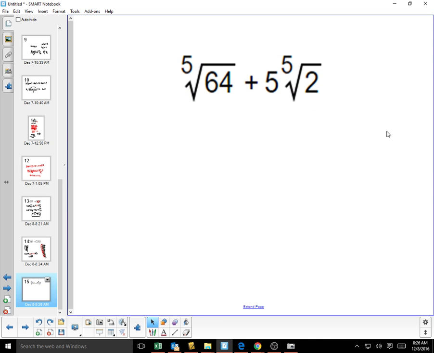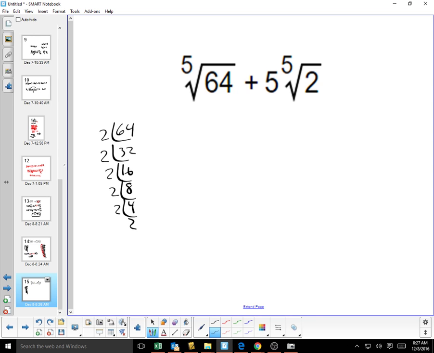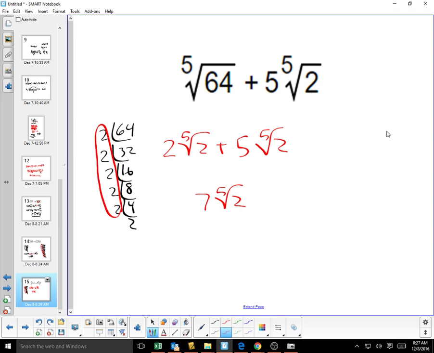So same idea. The 64 is the one you're going to want to break down. Divide by 2, you're going to get 32. Divide by 2, you're going to get 16. Divide by 2, you're going to get 8. Divide by 2, you're going to get 4. Divide by 2, you're going to get 2. So this time I want to circle them in sets of 5 because that's my index. So I've got 1, 2, 3, 4, 5. Looks like I'm going to get 1 and 1 left over. So that's going to become 2, 5th root of 2, plus 5, 5th root of 2. 2 plus 5 gives me 7, 5th root of 2.